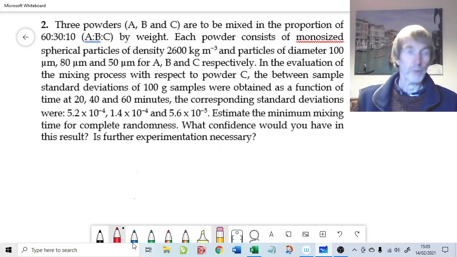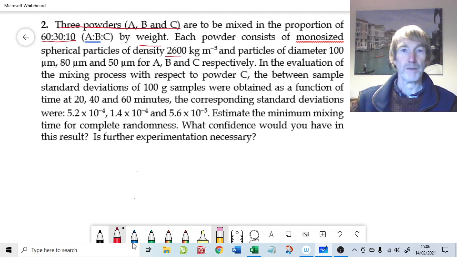Well, welcome to question 2 at the end of chapter 12, Fundamentals of Particle Technology, and this is all about mixing powders. And the example here is where we have 3 powders that need to be mixed together, A, B and C, and they are mixed in the proportion of 60% A, 30% B, 10% C by mass or by weight. Each powder consists of mono-sized spherical particles, a little bit idealised, but never mind.